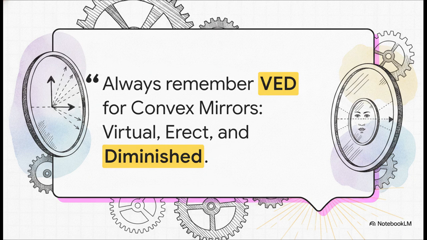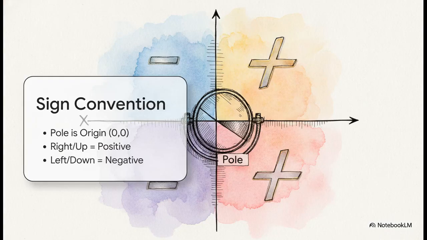Now, while concave mirrors have all those different cases, convex mirrors are beautifully, refreshingly simple. I want you to enthusiastically burn this massive takeaway right into your brain. For convex mirrors, no matter where you place an object, the image will always be VED: virtual, erect, and diminished. It will always be trapped in the mirror, right side up and shrunken down. Always VED.